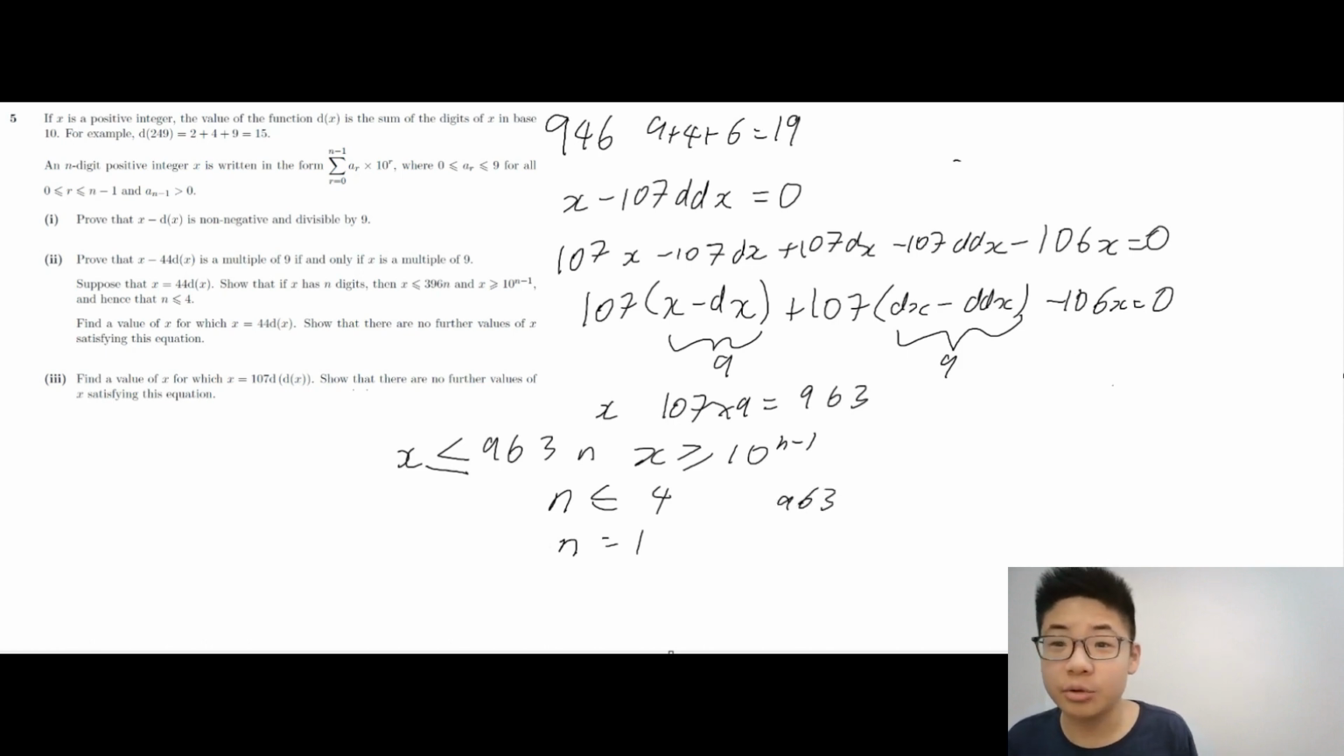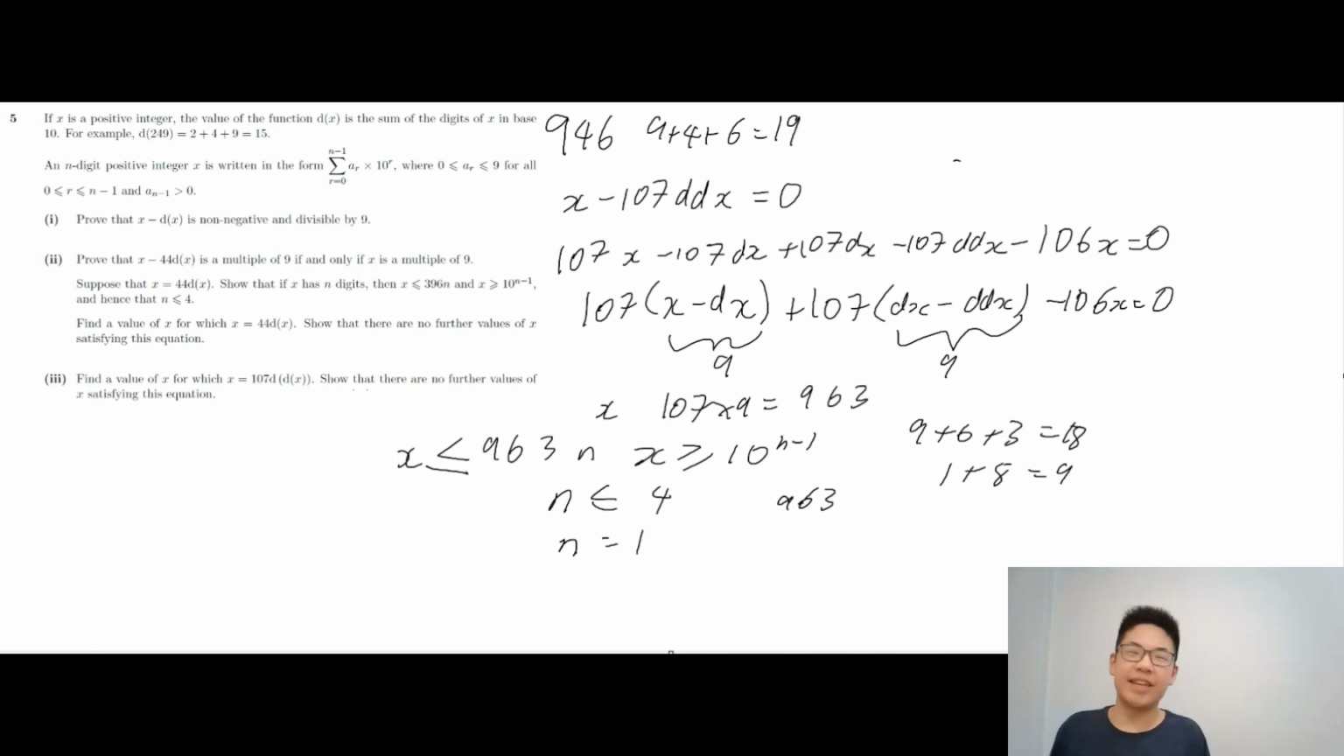Let's test out this solution by double checking. So 9 plus 6 plus 3 equals 18. 1 plus 8 equals 9. And we find that 9 times 107 is 963. Now, of course, this is only for base 10. Yeah? And you can generalize this trick. This is not even a trick anymore, to other bases, of course.